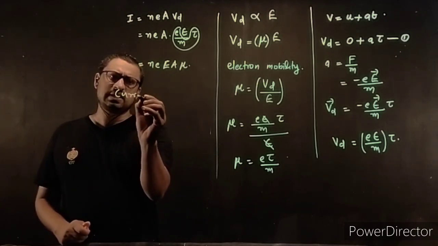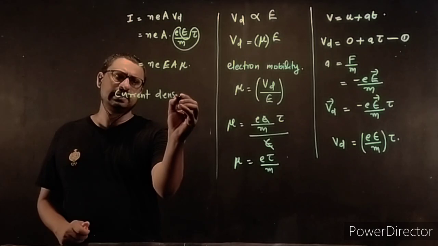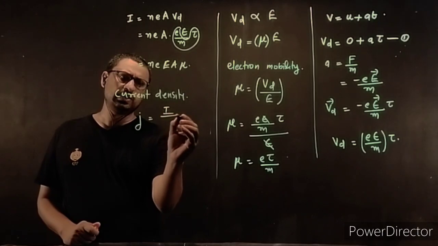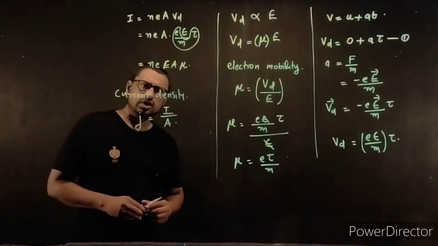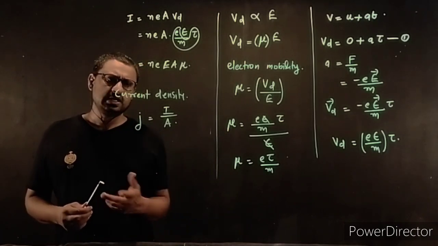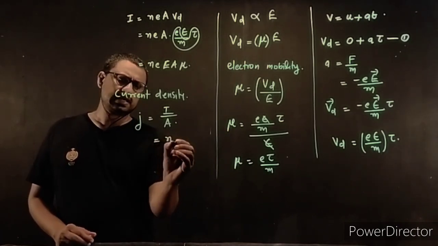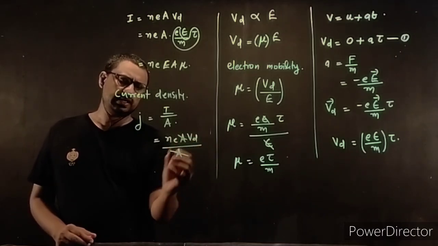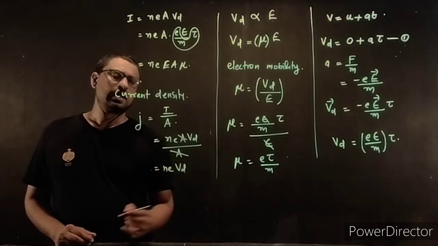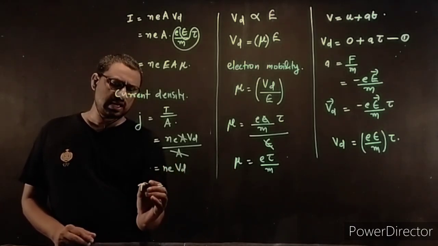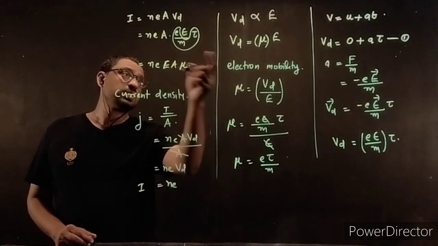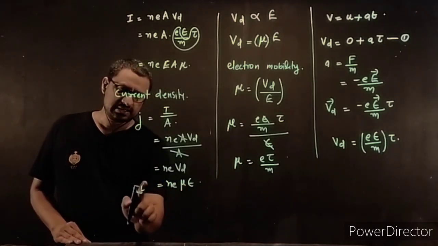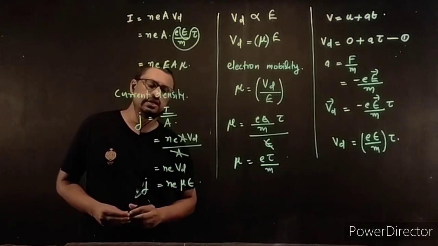And one another term is known as current density. Current density is represented by J, which is the current per unit area, I by A, which is nAe Vd by A. So it will be neVd. And Vd equals mu E, right? So current density J is equal to ne mu E.